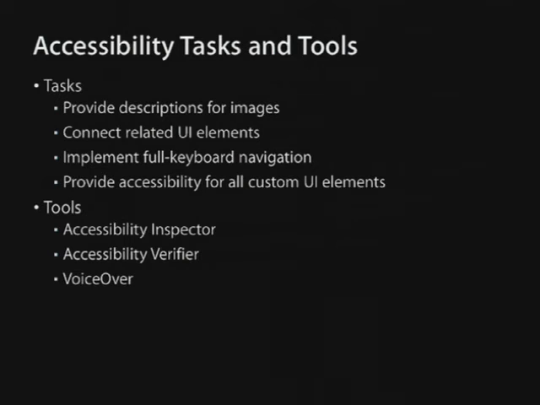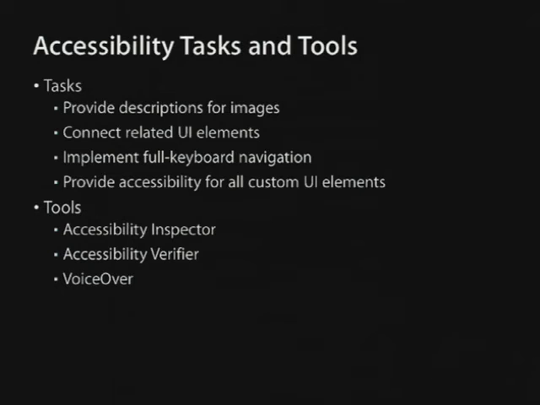So some examples are, if there are images in your user interface, it's easier for us to describe a button to somebody if it has a text title, but if it's a picture of something, we don't know what that something is. We need you to go into Interface Builder, select that button, type in a title in the Accessibility Inspector portion of the inspector. Connecting related UI elements, like what text fields go with what static text. Full keyboard navigation. A user who has a visual disability isn't able to use the mouse. They need to use the keyboard to get everything done.